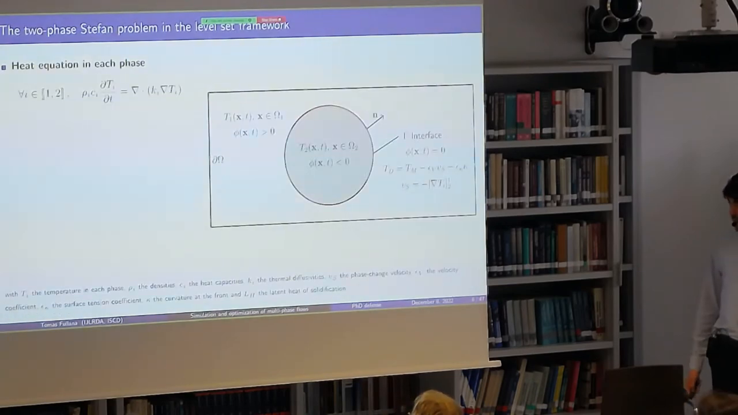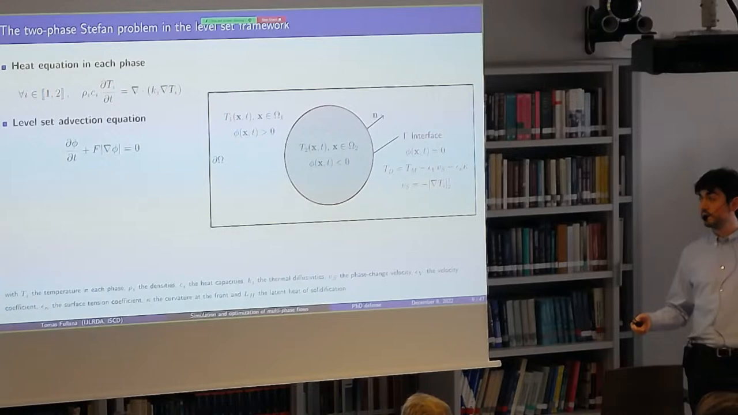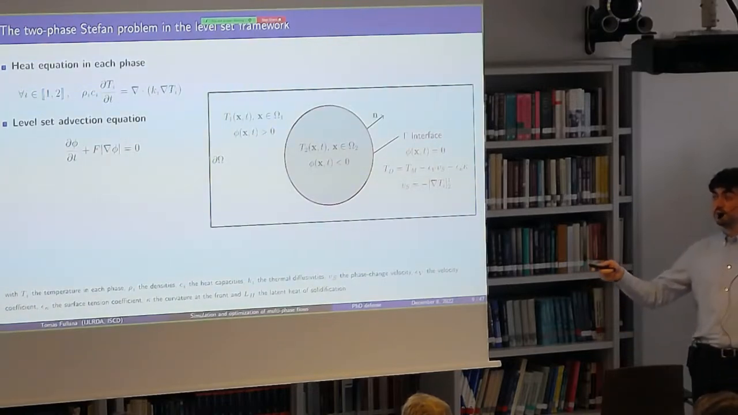Now, with this being said, we can recast this two-phase Stefan problem in the level set framework. So we have, as we said, the two heat equations, one on each side. We are in a two-fluid formulation, where rho, C, and K are the density, the heat capacity, and the thermal diffusivity for each phase. Then we also have the level set advection equation. This is the equation that will move the interface, with F being a speed function that we will define later.